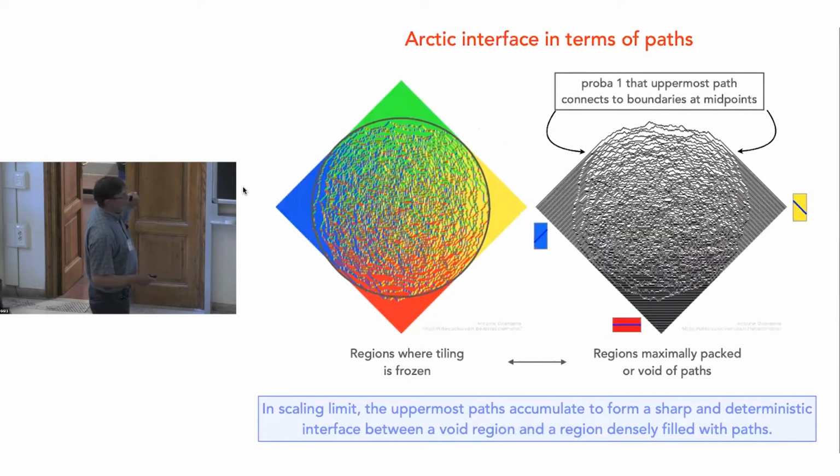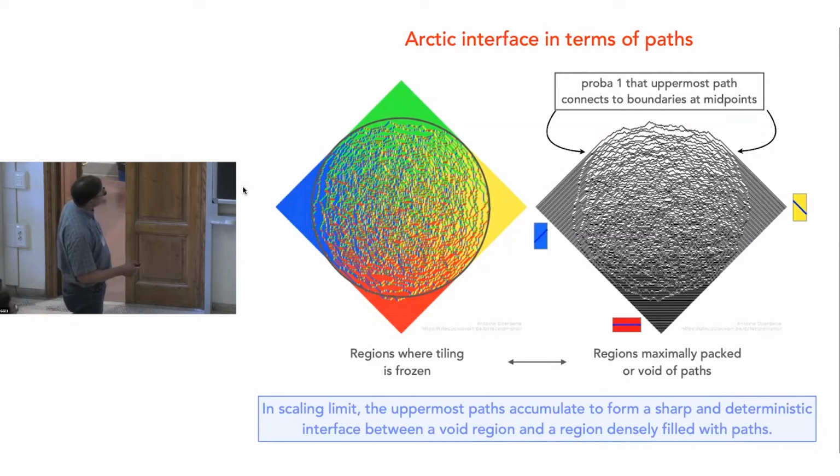So if you look at the Arctic phenomenon in terms of curves, then what you see is this. The corners here are maximally packed regions of paths. So blue is wholly diagonal upwards, yellow is wholly diagonal downwards, parallel horizontal paths here. And in the green region, there's nothing because the green dominoes carry no step at all.